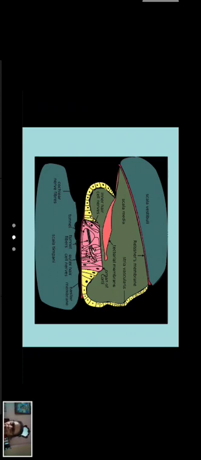There are 3 or 4 rows of outer hair cells and a single row of inner hair cells. See, a triangular area is formed. This is called the tunnel of Corti. And above this is the tectorial membrane. The tectorial membrane is present just at the top of the organ of Corti.